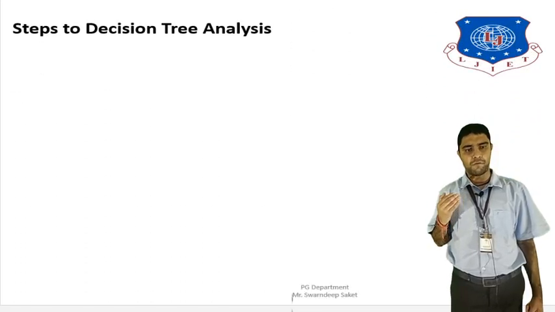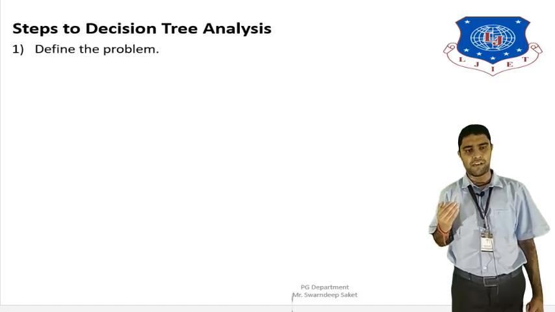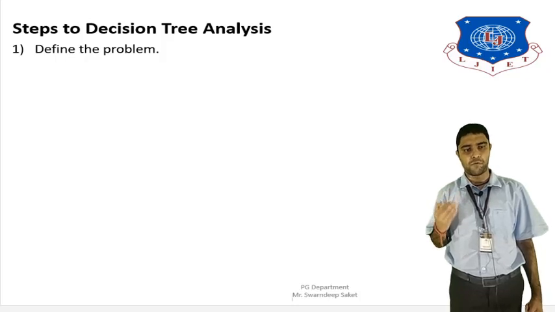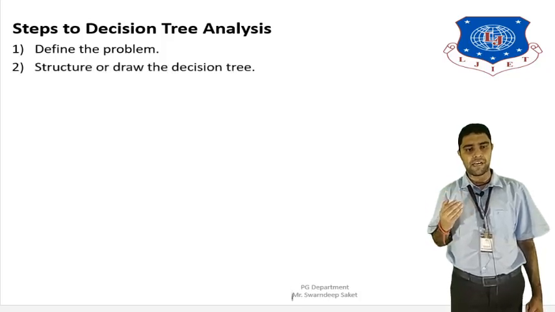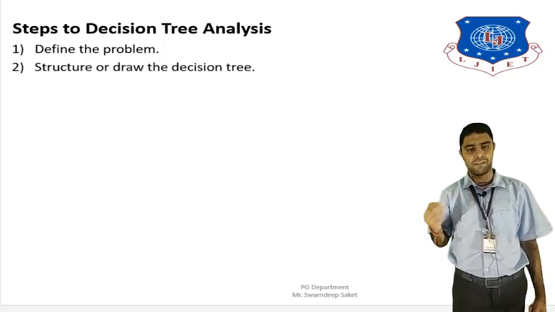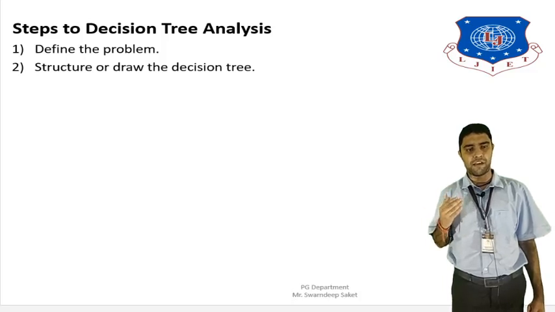Now we will see the steps for decision tree analysis. There is a 5-step process. The first step is to define the problem. What is the decision problem? We have to define that. After that, structure or draw the decision tree. For that problem, we have to analyze and draw the structure of the decision tree.